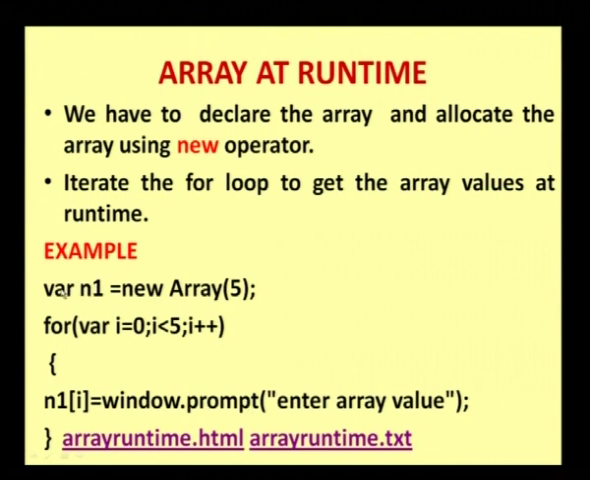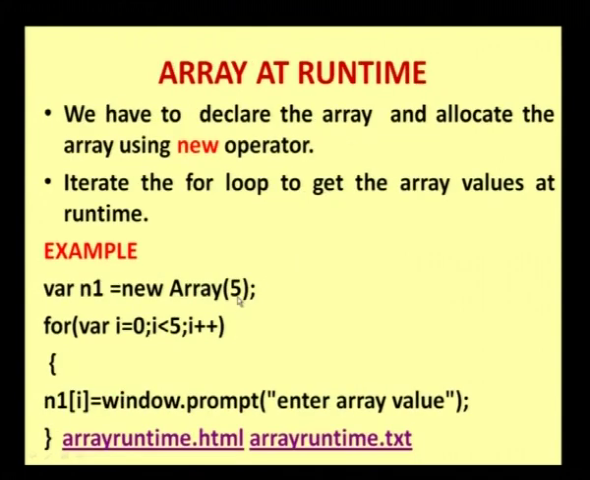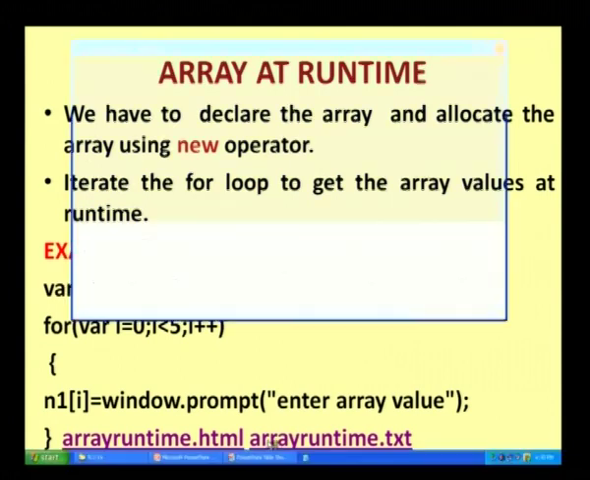So here is the example: variable n1 is my array, equal to new Array of 5. So we can get 5 elements. I am not initializing any values like 10, 20 and 40. I am going to give the values for the array elements at runtime. So this is runtime allocation. The size of the array is 5, so we have to use a for loop to get the 5 elements and store them in each position. So n1 of I represents the subscript where each element is going to be stored. Let us see an example for this.